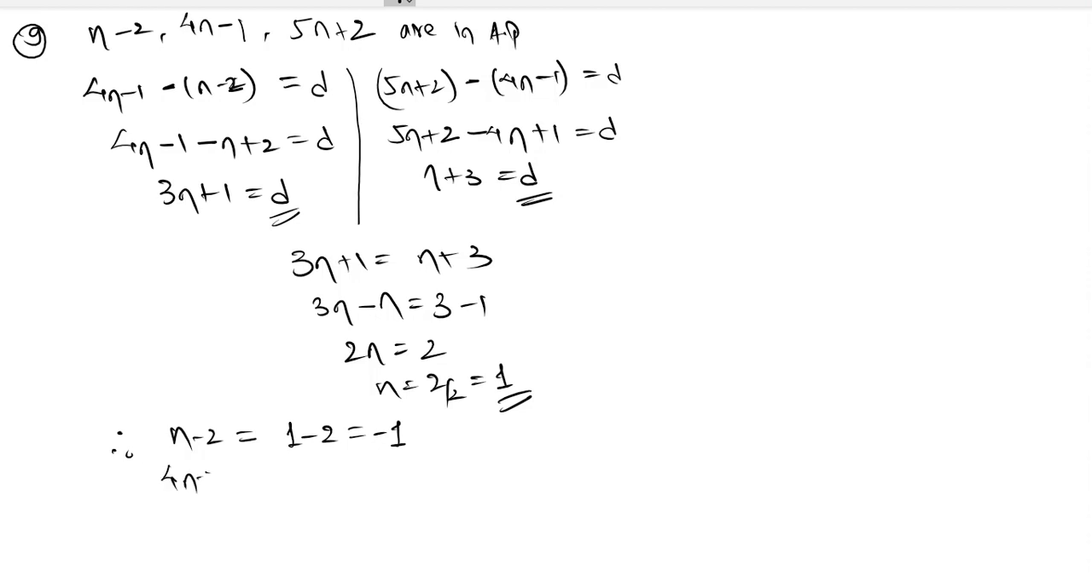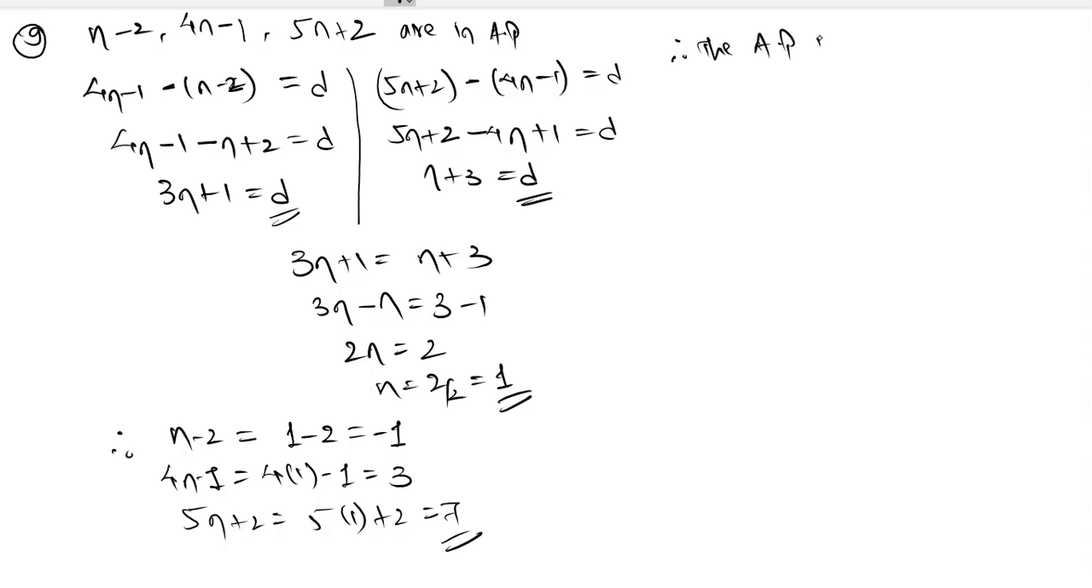4n minus 1 is 4 bracket 1 minus 1, that is 4 minus 1, which is 3. And 5n plus 2 is 5 bracket 1 plus 2, which is 7. So therefore, the three terms in AP, or the AP, is minus 1, 3 and 7. This is the AP, minus 1, 3 and 7.